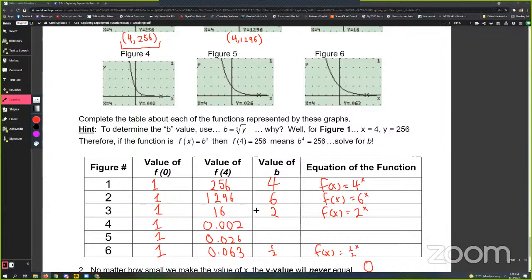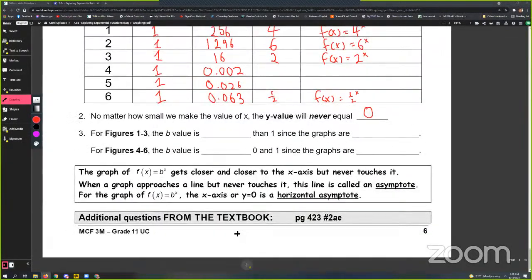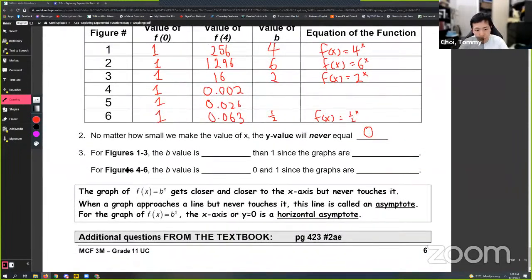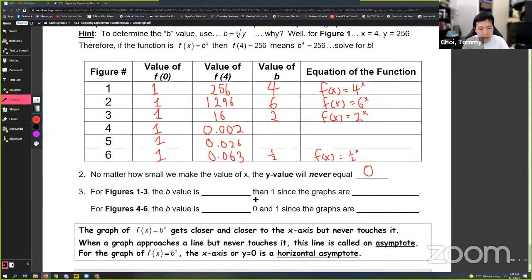Mr. Choi, can we take up question 5 from the review? Yes, we can. So for figures 1 to 3, we can see that the b value is greater than 1 since the graphs are increasing. And for figures 4 to 6, the value is between 0 and 1 since the graphs are decreasing. And so that's the difference between growth and decay.